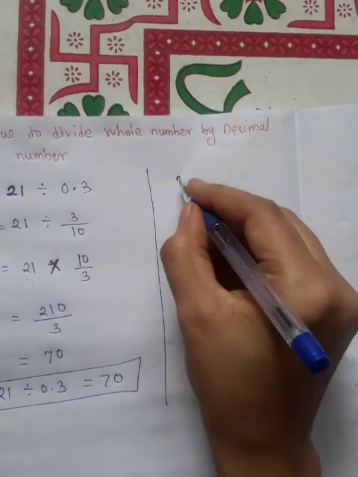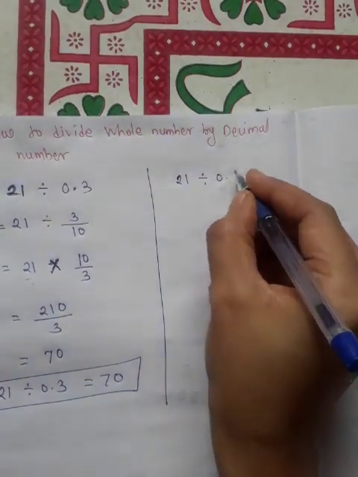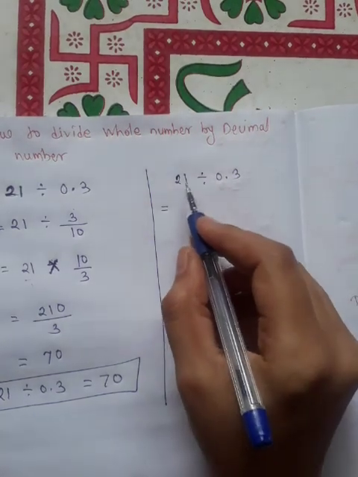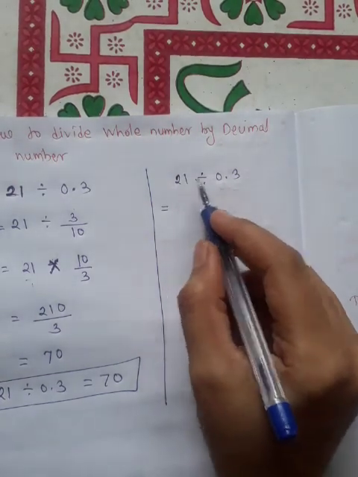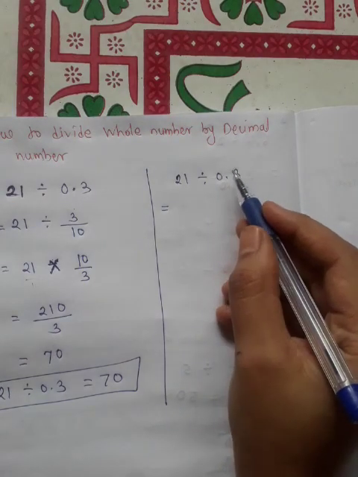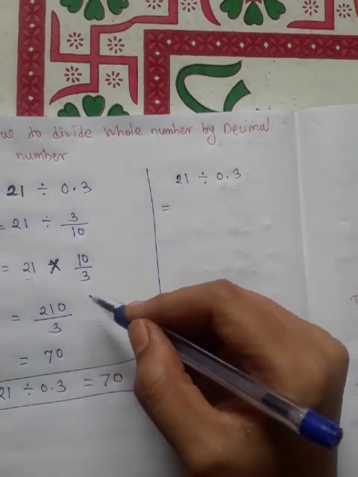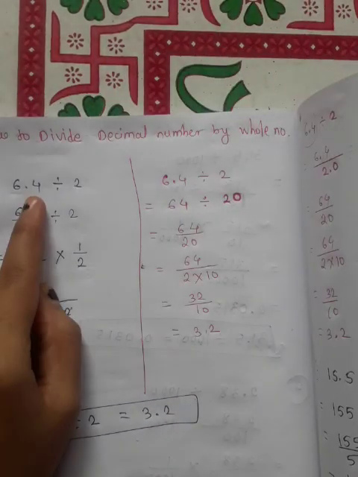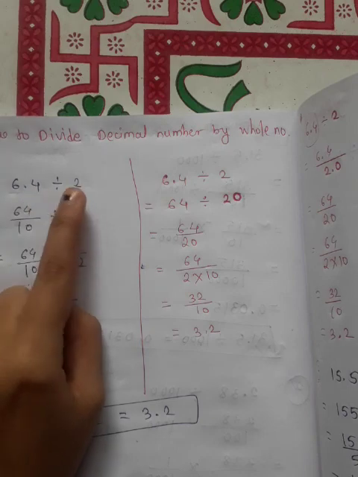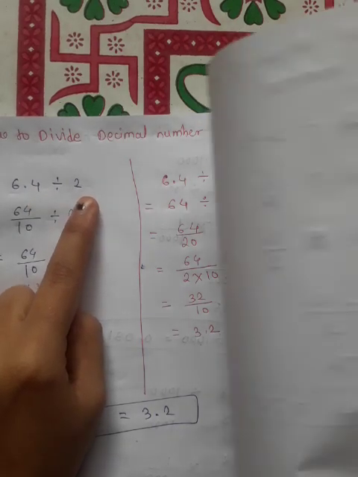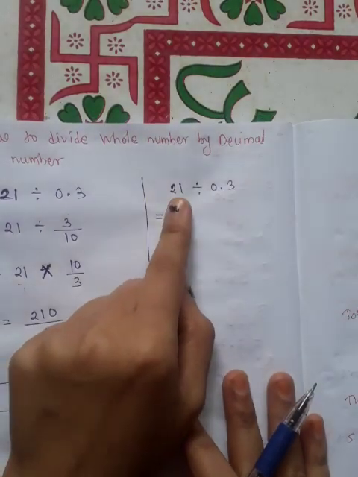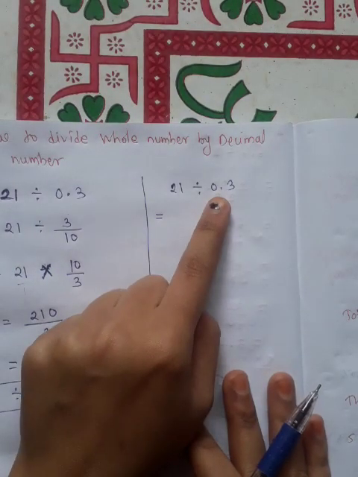See, 21 divided by 0.3. In the first step, see here, the dividend is a whole number and the divisor is a decimal number. In the previous example we saw that the dividend is a decimal number and the divisor is a whole number. But here, the dividend is a whole number and the divisor is a decimal number.